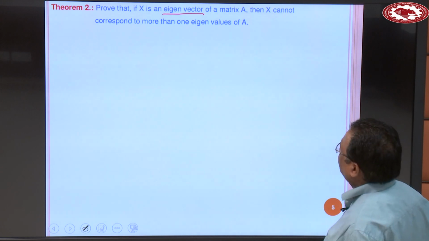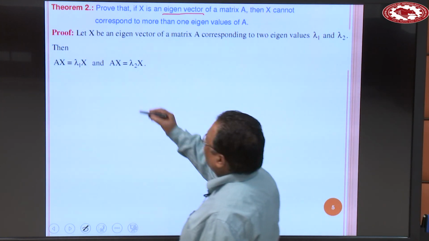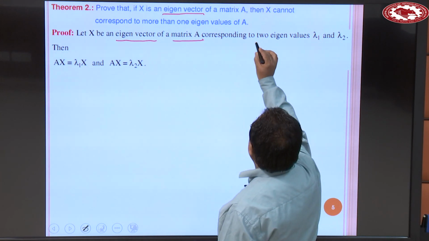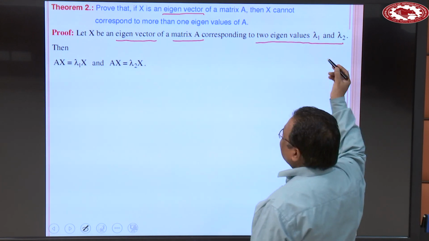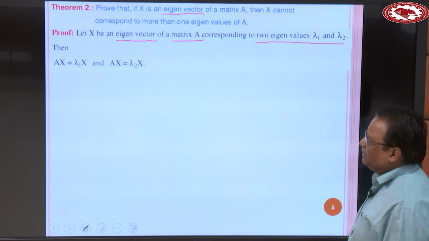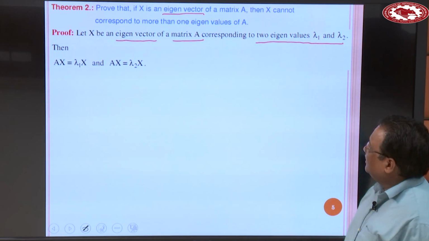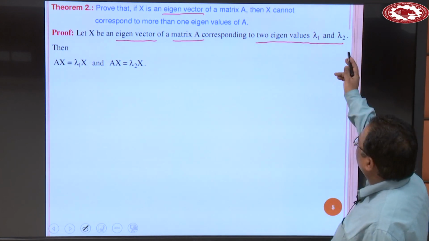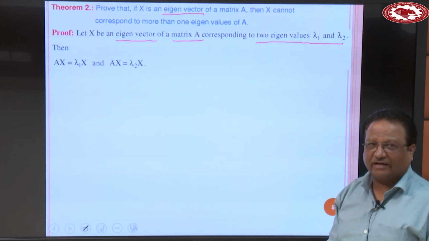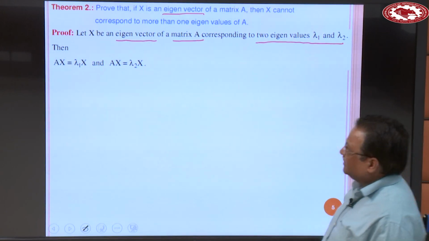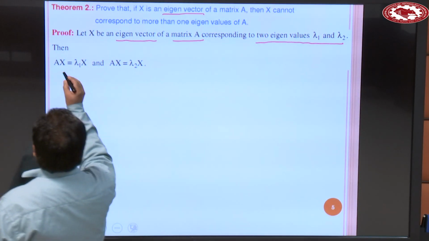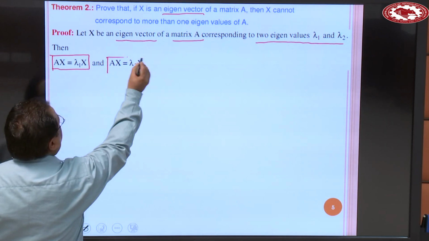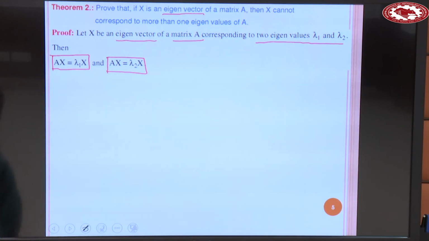one eigenvalue of A. So let us suppose that x is an eigenvector of A corresponding to two distinct eigenvalues, lambda 1 and lambda 2. Clear? So corresponding to lambda 1 we have eigenvector x, corresponding to lambda 2 we have eigenvector x. Let us suppose, okay? Then by definition Ax is equal to lambda 1 x and Ax is equal to lambda 2 x.